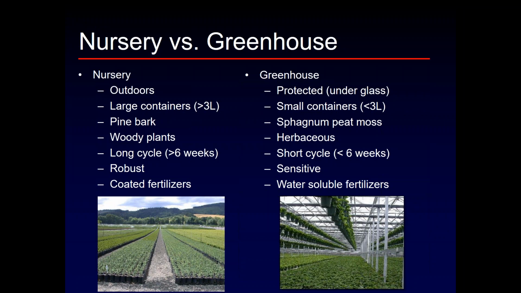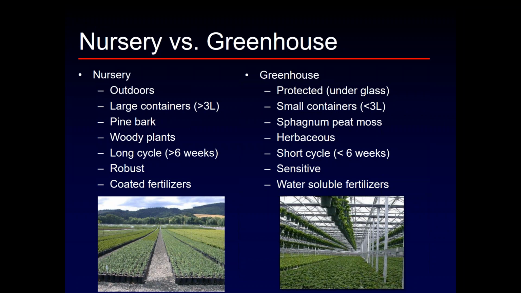In contrast, greenhouse crops are in some sort of protection, under glass or in a hoop house. They're typically in much smaller containers. They use sphagnum peat moss as the primary component. Typically, these are herbaceous crops. They have very short production cycles, and they are more sensitive to changes in the substrate.